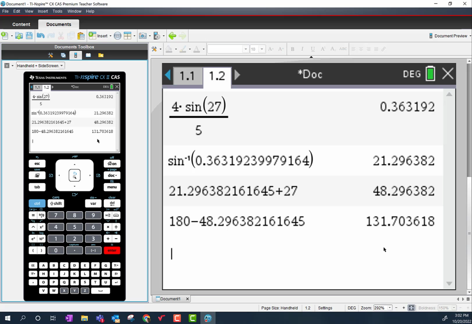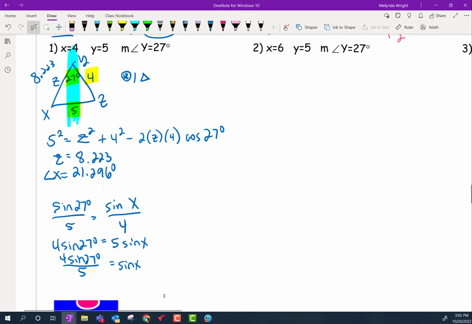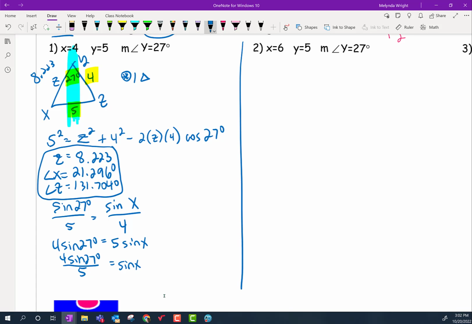Okay, so that's 131.704. Okay, so angle Z is 131.704 degrees. And so this piece right here is my answer. That's my solution. All right, how are we doing so far? Everybody okay?